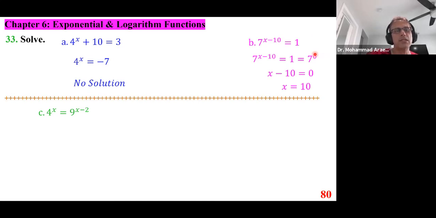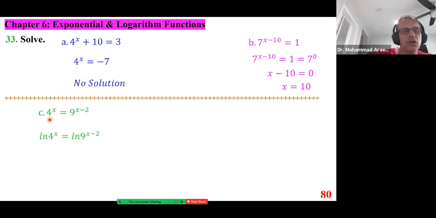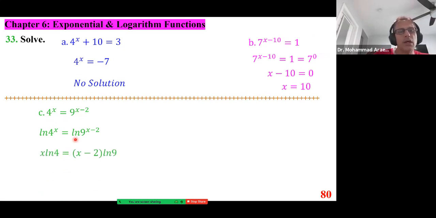Four to the power of x is 9 to the power of x minus 2. Now we want the same base. We don't have it. So what do we do? Basically, we have to take the log, either natural log or common log of both sides. It makes no difference. So let's take a natural log. So x becomes the coefficient, in this case, x minus 2. Please understand ln 4 and ln 9 are not missing. Those are numbers, but we want to keep them as such because it gives us a precise answer.